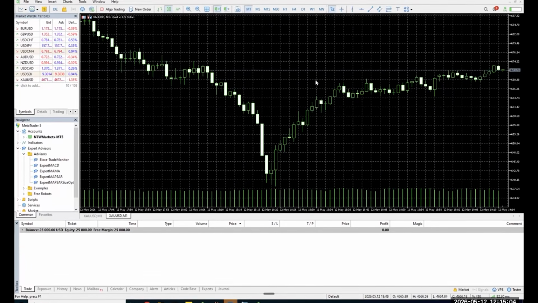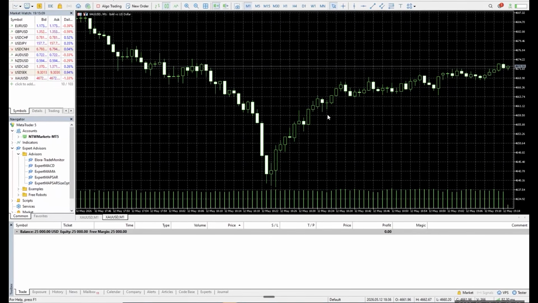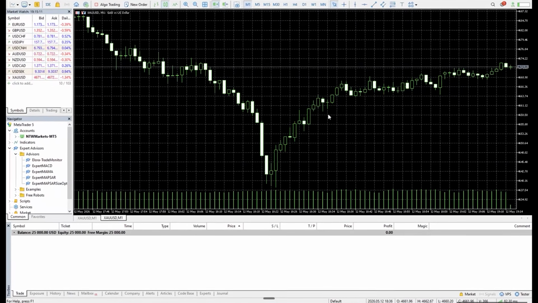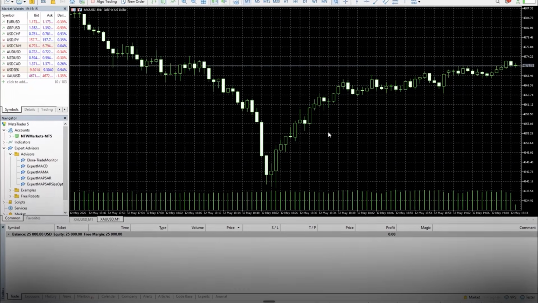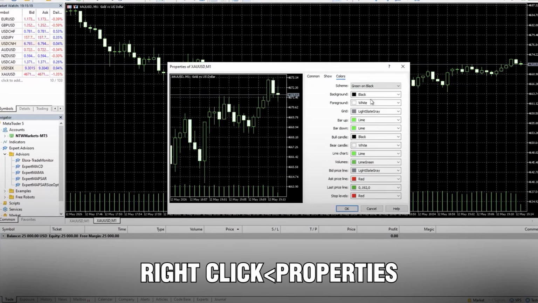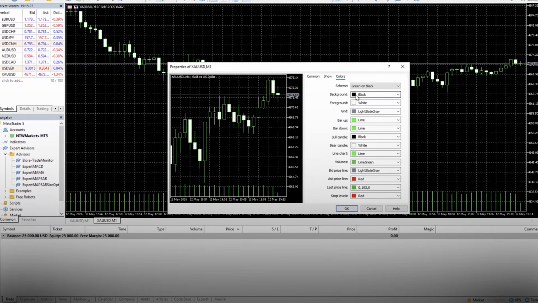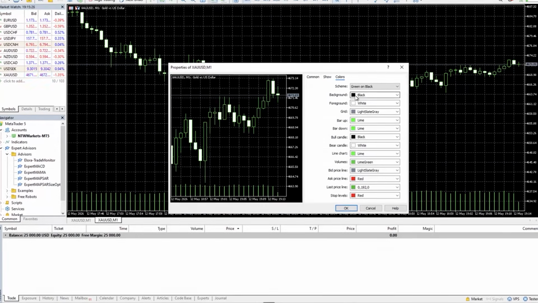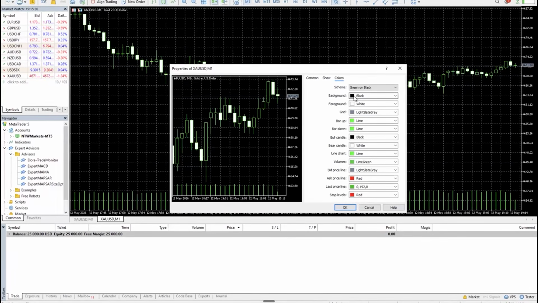So first thing first, on MT5, once you open it on your laptop, it looks like this. Very plain, very default. So what you want to do is right click, then go to properties, and then change this color theme to something that is much easier for you. For me, I like to go with this color theme right here.